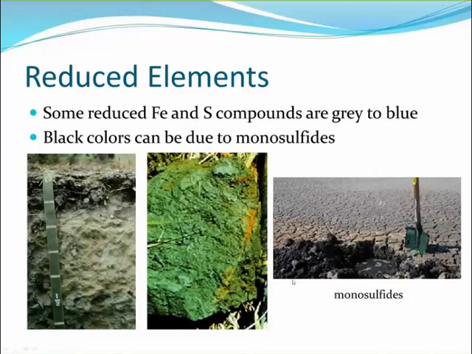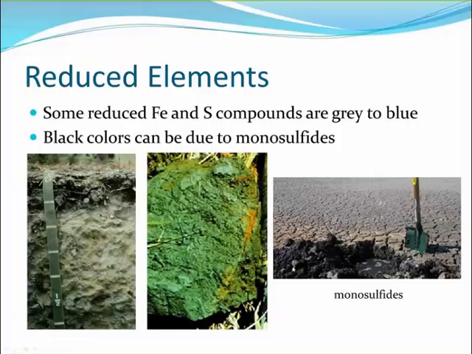Other reduced elements, well, we have reduced iron and sulfur compounds, and those can be anywhere from gray to blue to almost green. And so the picture on the left is reduced iron oxides, and it's dominantly gray in color. There's a little bit of oxidized iron in here, and that's the red color. The picture in the center is a special type of iron, and it's called glauconite, but essentially it's green, and the soil is green when it is reduced.